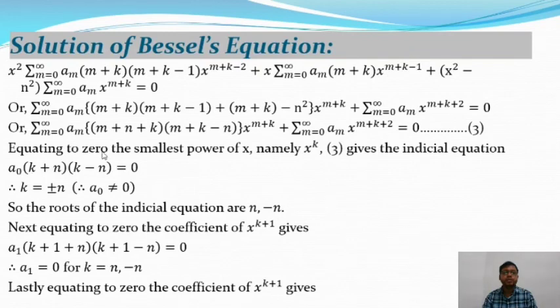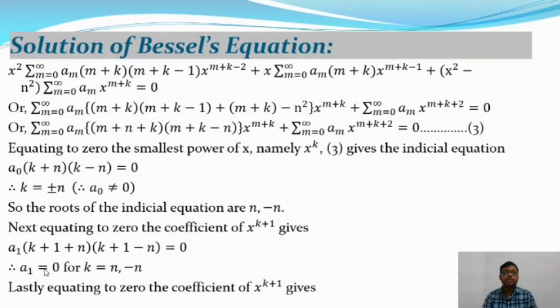So now equating to 0 the smallest power of x, namely x to the power k. Okay, so when m is equal to 0, we get x to the power k in equation 3, which gives the indicial equation: a0 into, okay, when we put m equal to 0, the first term of equation 3 reduces to a0 into (k plus n) into (k minus n) is equal to 0. Okay, so from this we get k equal to plus n and minus n, that means plus or minus n, where a0 is not equal to 0. So the roots of the indicial equation are n and minus n.